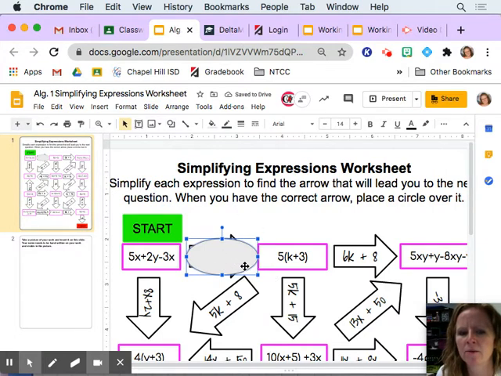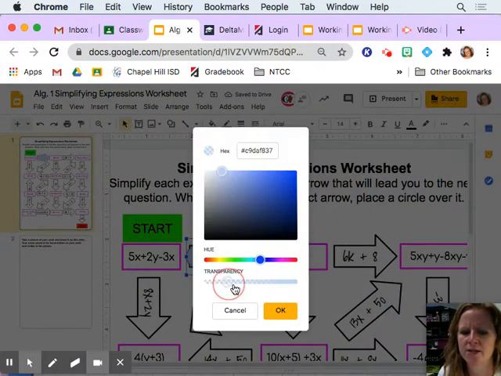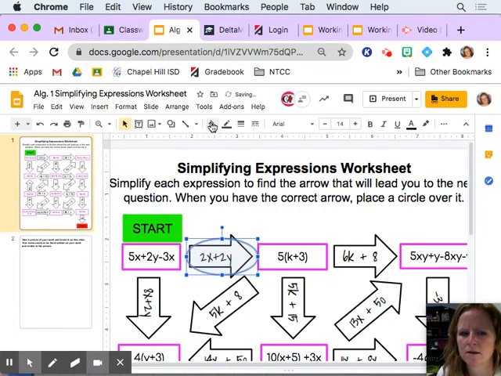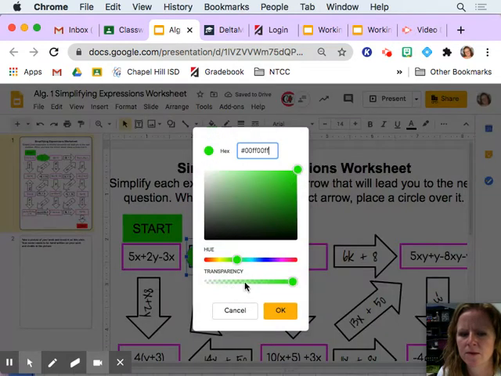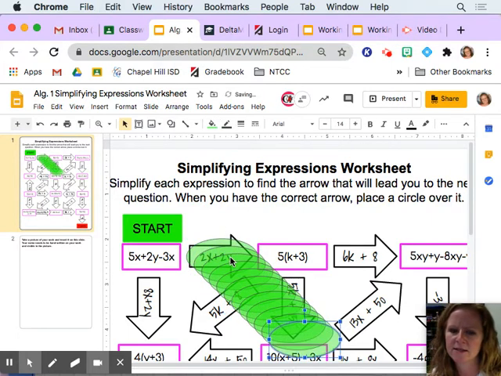But I don't want mine to be filled in like that. I want it to be transparent. You can go to custom and then change your transparency. Transparency means you can see through it. I'm going to do that one. And so I'm actually going to copy and paste this so I can use it as many times as I need.